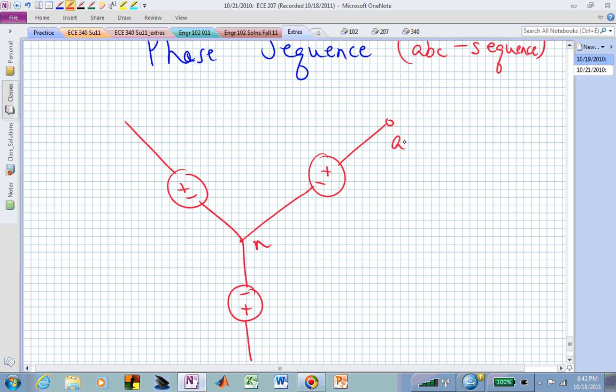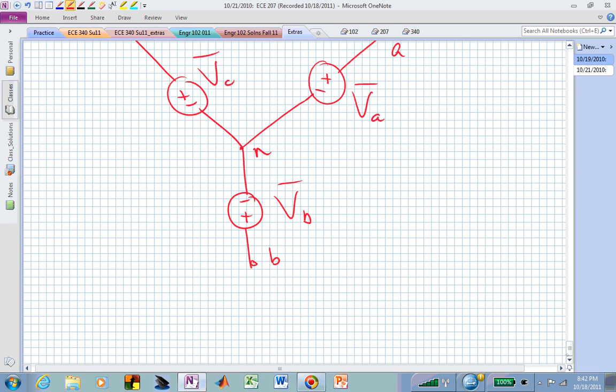This might be the A phase, this might be the B phase, and this is the C phase. So this is now V sub A, this is V sub B, and this is V sub C. And we will label those a little bit more specifically. We will actually say that this is V sub A, that node, to neutral. This is V sub B to neutral. And this is V sub C to neutral.